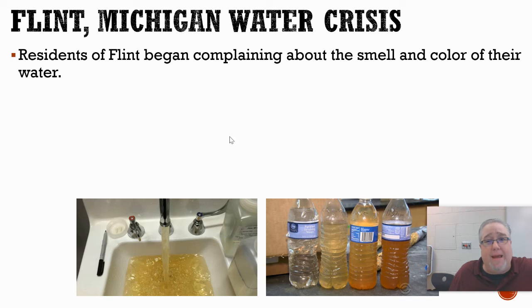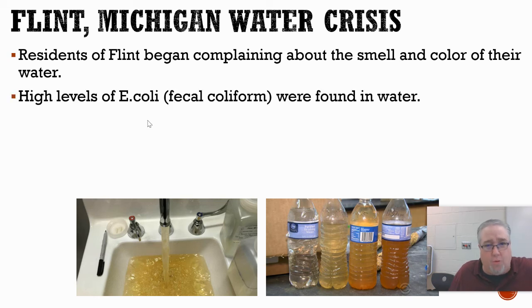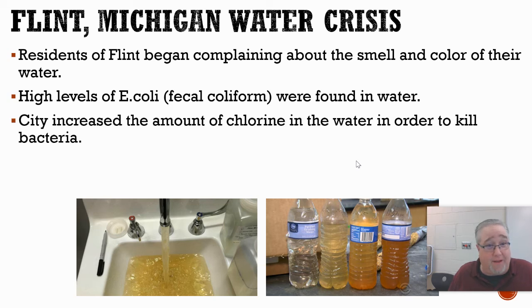Now, immediately when they did this, the citizens of Flint started noticing some issues with their water. The smell of their water was kind of odd. The color of it was a little bit strange, kind of yellow. And what they found was that in their water, there were very high levels of bacteria. Okay, E. coli, it's called a fecal coliform bacteria. It usually is an indicator that there's human waste in the water. So basically, the Flint River was not a good source of drinking water for the people of Flint.